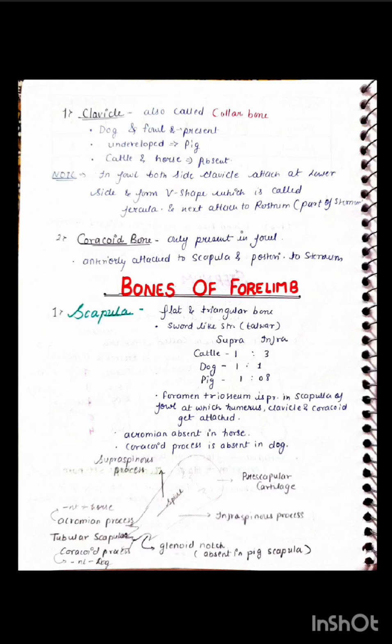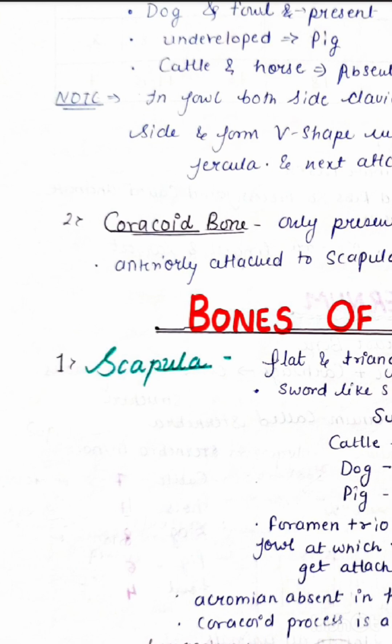Hello friends, today we're going to study the bones of the forelimb. In the bones of the forelimb, we'll first study the scapula, then the humerus, then the radius and ulna, and further on. So the first bone today is the scapula.